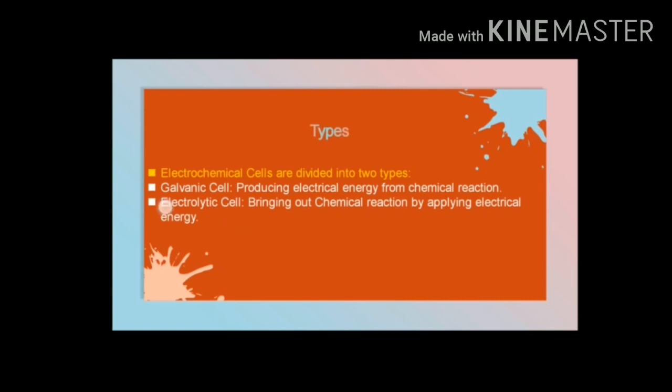Okay, so what is a galvanic cell? A galvanic cell produces electrical energy from a chemical reaction. Okay, the cell which produces electrical energy from a chemical reaction is called a galvanic cell. And the next type is the electrolytic cell, the cell which brings about a chemical reaction by applying electrical energy. Okay, an electrolytic cell is nothing but we have to carry out a reaction. We carry out a reaction using an external source, that is electrical energy.